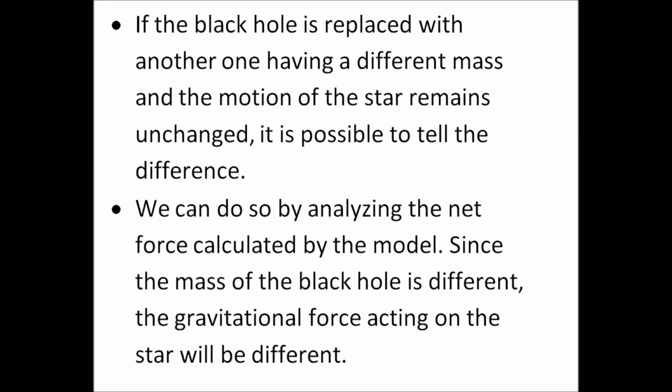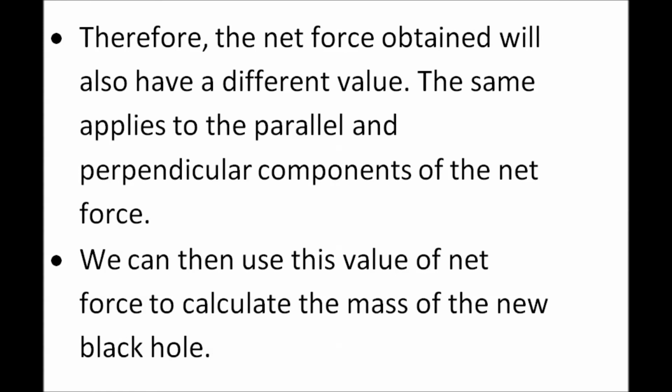If we replace the black hole with another one of different mass, we can tell the difference if the motion of the star and the position of the black hole remain unchanged. A different mass will result in a different value of the net gravitational force. Finally, we will obtain a different value for the net force and its parallel and perpendicular components. We can use this value of the net force to calculate the mass of the new black hole.